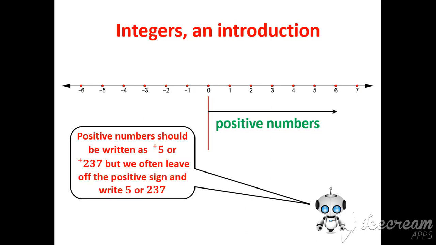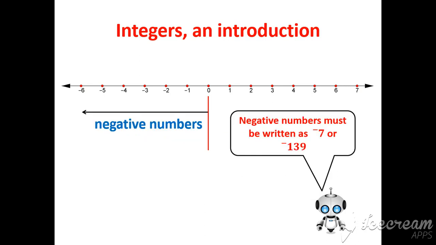Now positive numbers should be written as positive 5 with a little positive sign out the front, or positive 237. But we often leave off the sign. We're a bit lazy and we just write it as 5 or 237. So every time you see a number like 6, you know it is positive 6. Negative numbers must be written with the negative sign, so -7 or -139. We can't leave off the negative sign, otherwise people will think it's a positive number.